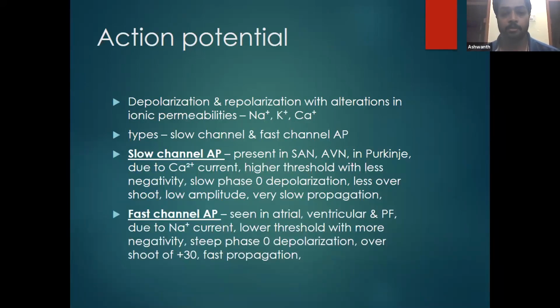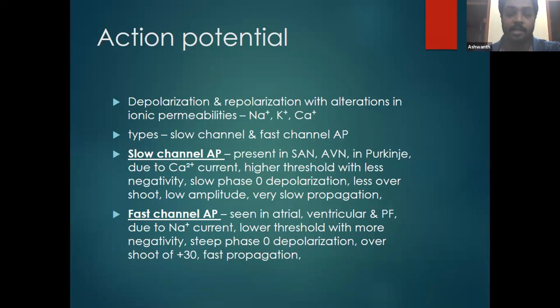There can be two types of action potentials: slow channel and fast channel action potentials. The slow channels are present mainly in the sinoatrial node, AV node, and Purkinje fibers. These are due to calcium currents and have a higher threshold with less negativity and a slow phase zero depolarization. They have less overshoot and low amplitude, and a very slow propagation.